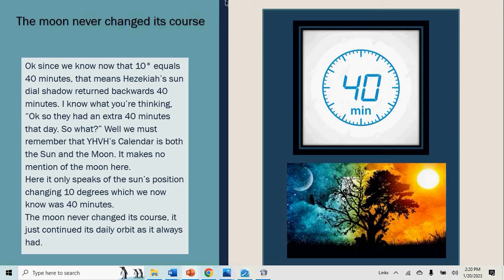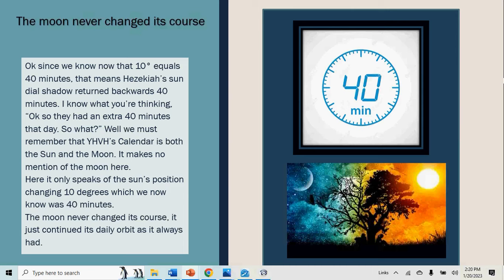The moon never changed its course. Okay, since we know that 10 degrees equals 40 minutes, that means Hezekiah's sundial shadow returned backwards 40 minutes. I know what you're thinking. Okay, so they had an extra 40 minutes that day, so what? Well, we must remember that Yahweh's calendar is both the sun and the moon.